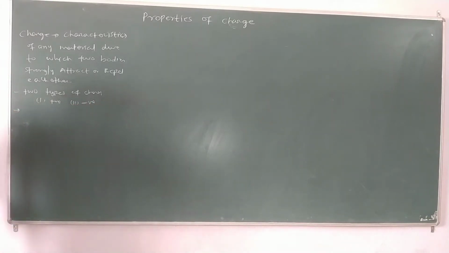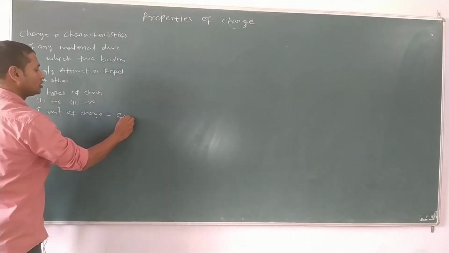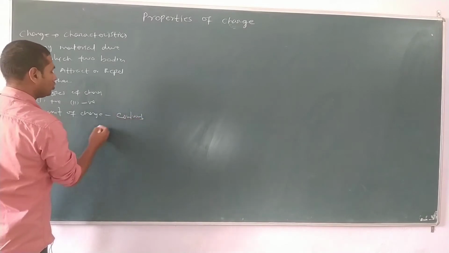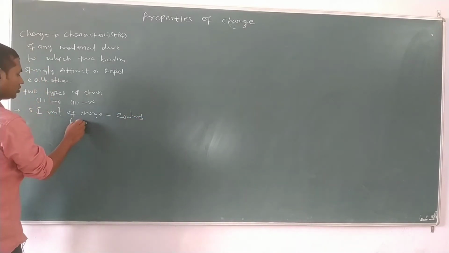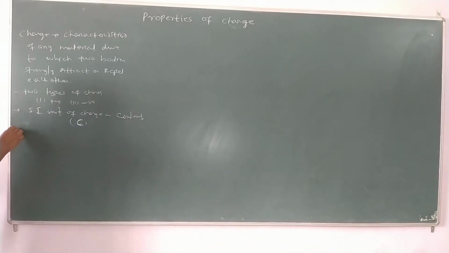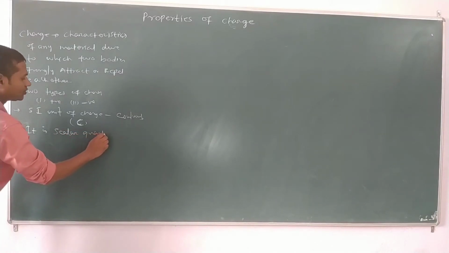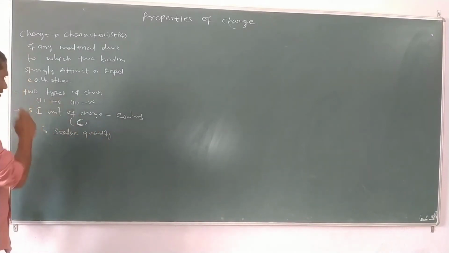The SI unit of charge is coulomb, denoted by capital C. It is a scalar quantity, so it can be added or subtracted algebraically.